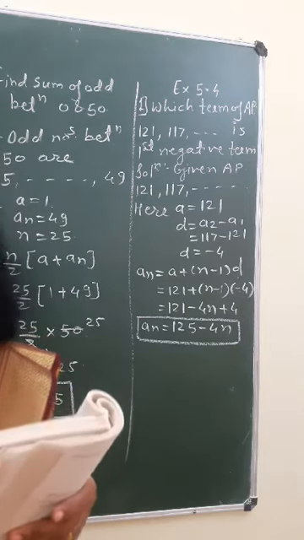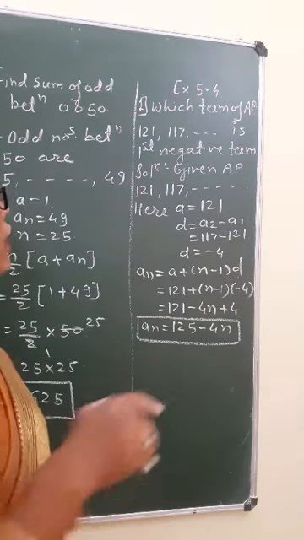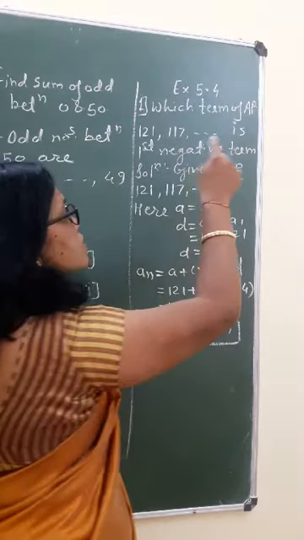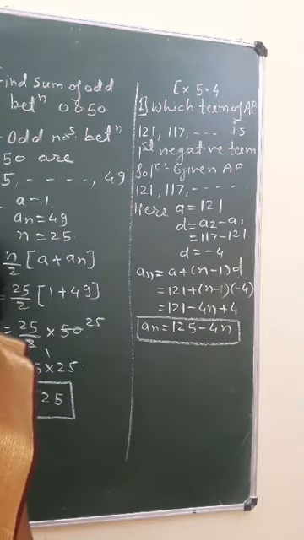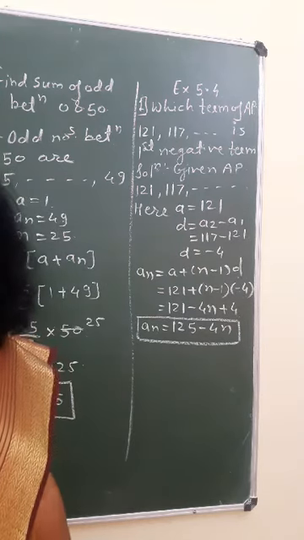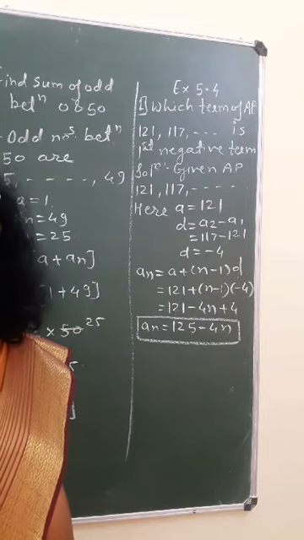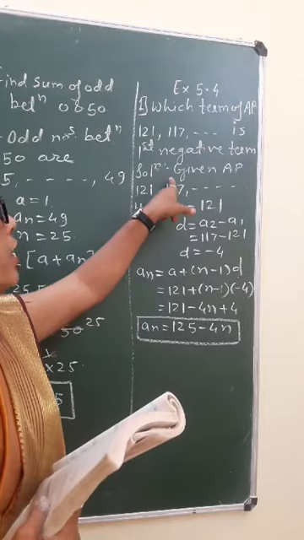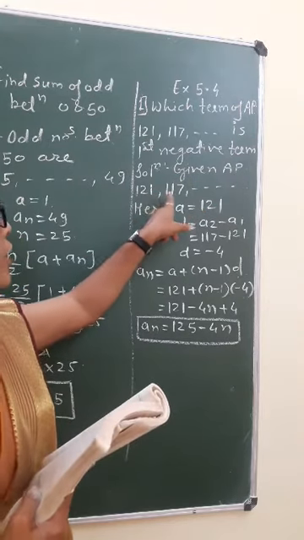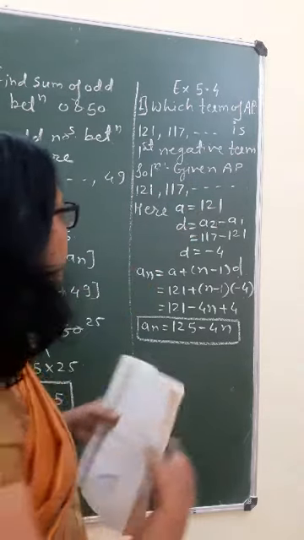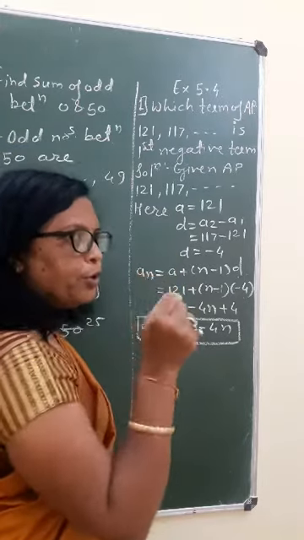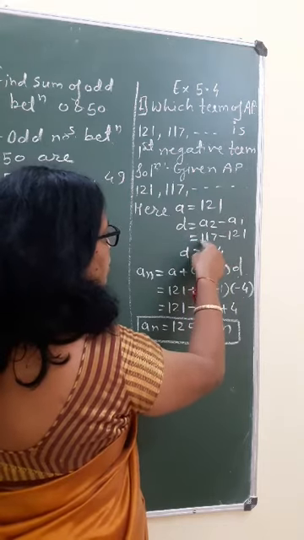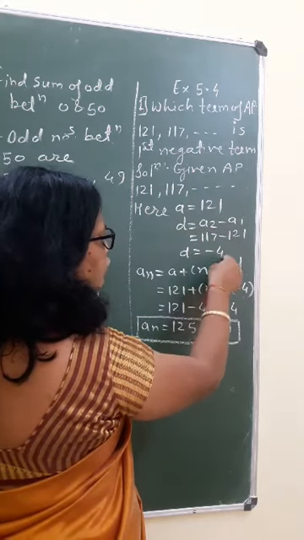So first problem: which term of the AP 121, 117 and so on is the first negative term? Already everyone knows first negative term means it is less than 0. So how will we find this? Given AP we had written 121, 117 and so on. From the AP, as I already told, we get the first term a is equal to 121 and d is equal to a2 minus a1, 117 minus 121, d is equal to minus 4.